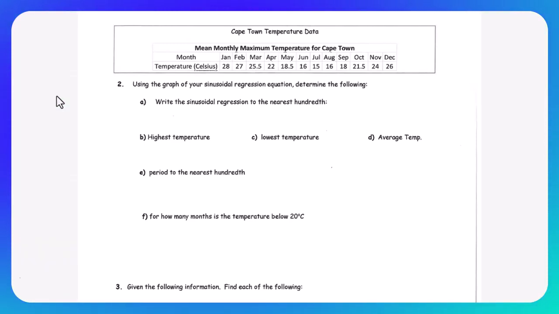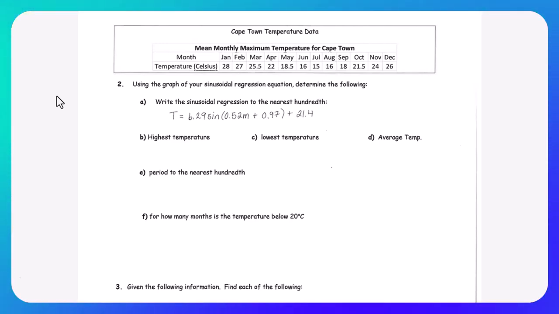So in this case, we're going to say temperature T equals 6.29 sine of 0.52 m plus 0.97. Notice our C was positive, so it's a plus 21.45.